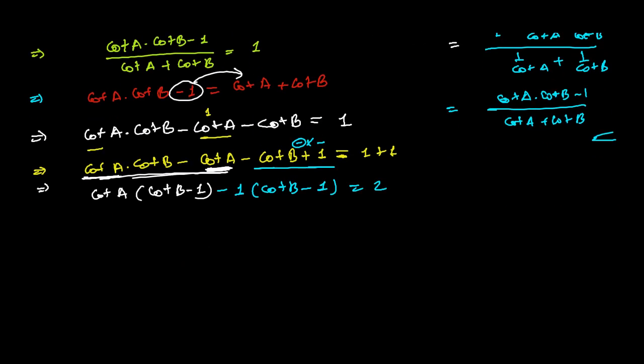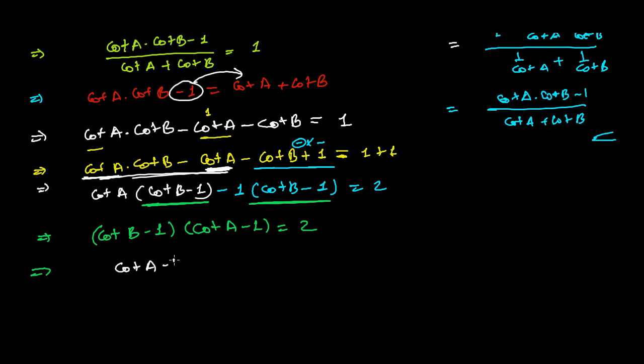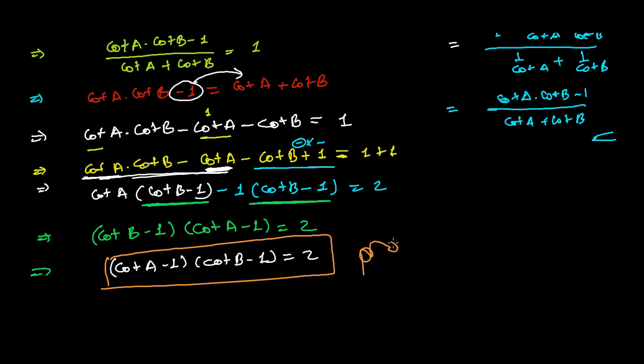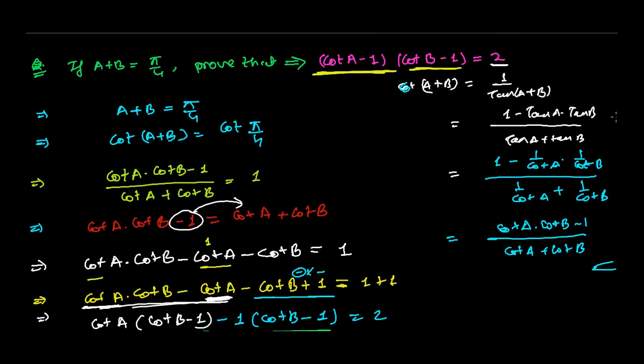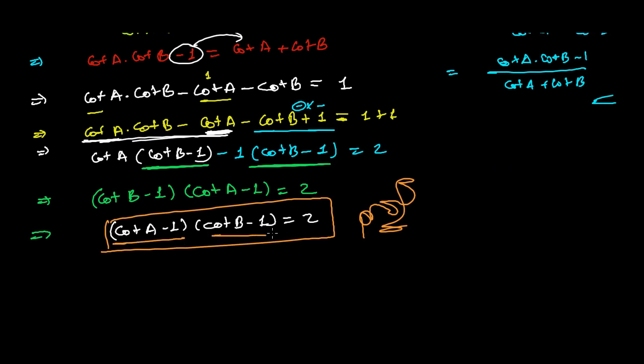And if we simplify further, see here we have cot b minus 1 and cot b minus 1. So I'm going to take cot b minus 1 common, and then cot a minus 1, that equals 2. And if you want it in your exact answer form, then it is cot a minus 1 times cot b minus 1 equals 2. This is what the question is asking. We proved it. Check out the question here: cot a minus 1 cot b minus 1 equals 2, and here we have cot a minus 1 cot b minus 1 equals 2.